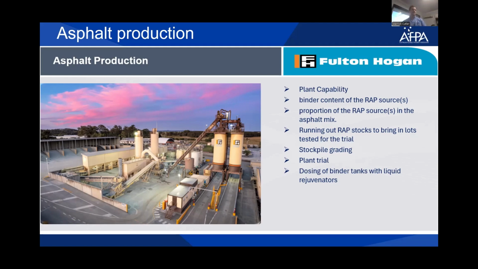You also need to know, obviously, your constituent materials, the RAP sources, and the binder contents. In this particular case, with the pre-testing we did in the lab trials, we saved those RAP lots, and then prior to the trials, we ran down the stocks of RAP and brought in this particular RAP to use for the trials. We did a pre-trial just to make sure that our settings for production were on target. And then when we got into the trials, we actually dosed the liquid rejuvenators into the tanks.